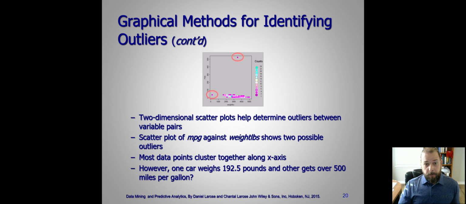Scatter plots are also helpful in identifying outliers in a two-dimensional space, so across 2 different variables. Here we see a scatter plot of the cars data set looking at the MPG versus the weights. And then we see 2 possible outliers that we need to handle: one where a car weighs 192.5 pounds, and another one that gets over 500 miles per gallon. So two-dimensional scatter plots are helpful in identifying these outliers as well.